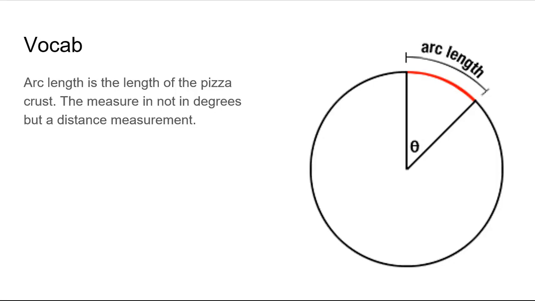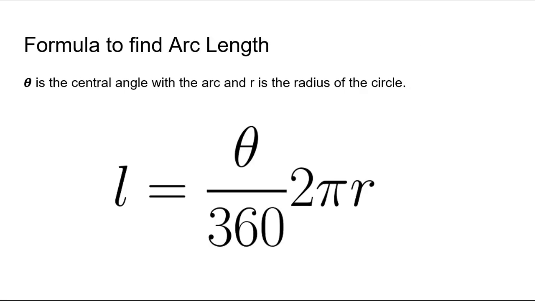Alright, so once again we're talking about arc length. Arc length is the length of the pizza crust. The measure is not in degrees, but the distance measured. Alright, so we're going to jump to the formula. So pretty much all you do right here, this is arc length. If you think of length, you think of that circumference, and that's how much of the circle it covers.